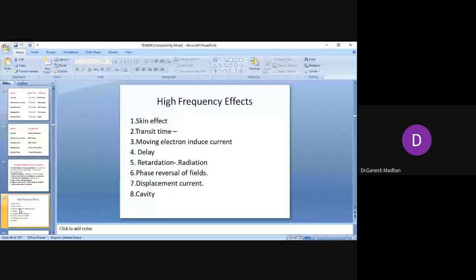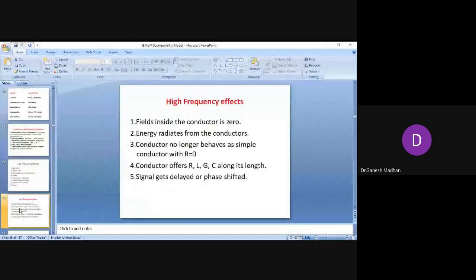So in high frequency, the fields inside the conductor is zero, but at low frequency, the energy is through the conductor. At high frequency, field is zero inside the conductor. Energy radiates from the conductor.